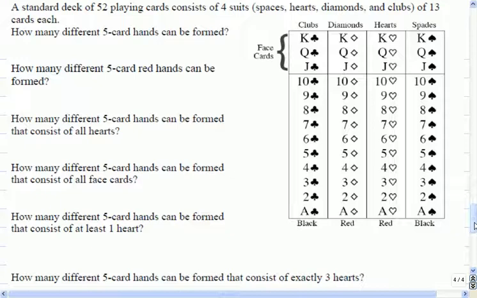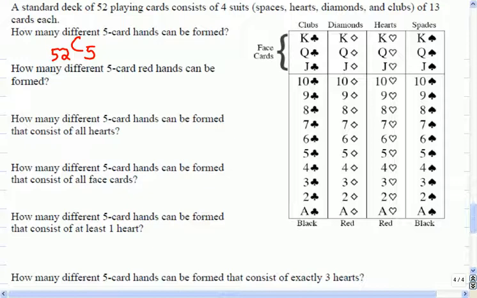So let's see how we're doing. We should be able to do this fairly quickly if you're getting the hang of it. How many different 5-card hands can be formed from a deck of cards? That is correct. Roughly, can somebody tell me about how many that is? Maybe two digits, like, what is it? 2,598,960. So about 2.5 million.